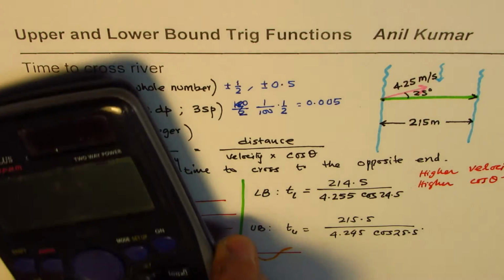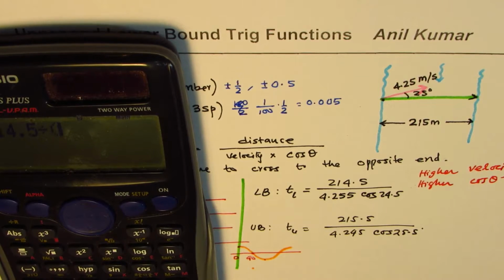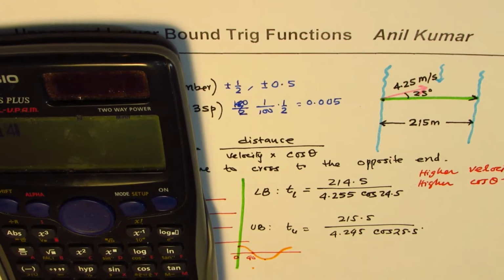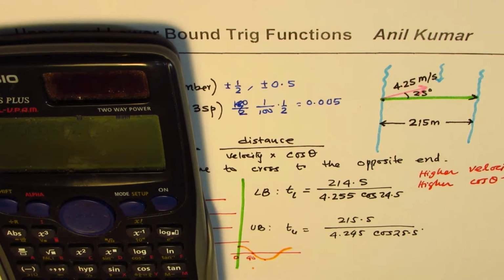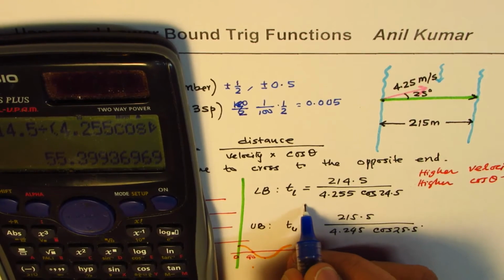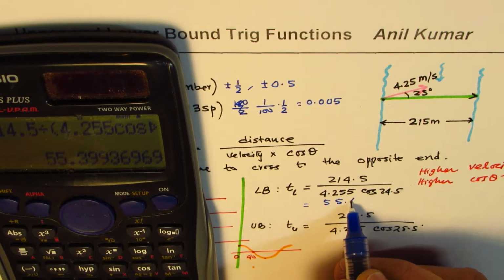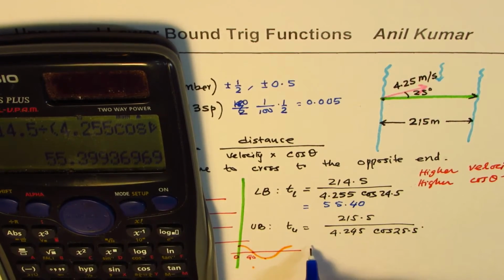Let's calculate. So in the first case, we have 214.5 divided by, within brackets, 4.255 cos of 24.5 and 2 brackets close. Is that okay? Equals to. So we have this answer as equal to 55.399. Okay, let me write it to 2 decimal places for the time being.